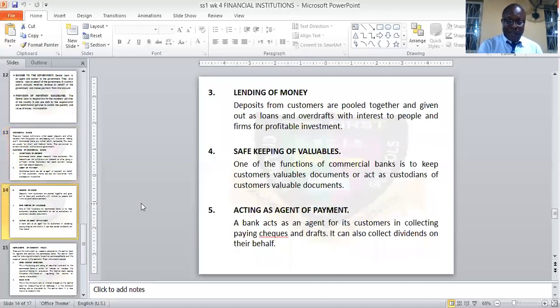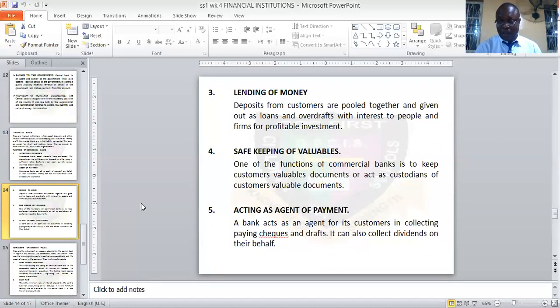We also have lending of money. Deposits from customers are put together and given out as loans with interest to people. The interest serves as income to the bank, and the money also goes into profitable investment. So this is one of the sources where the commercial bank gets its profits.